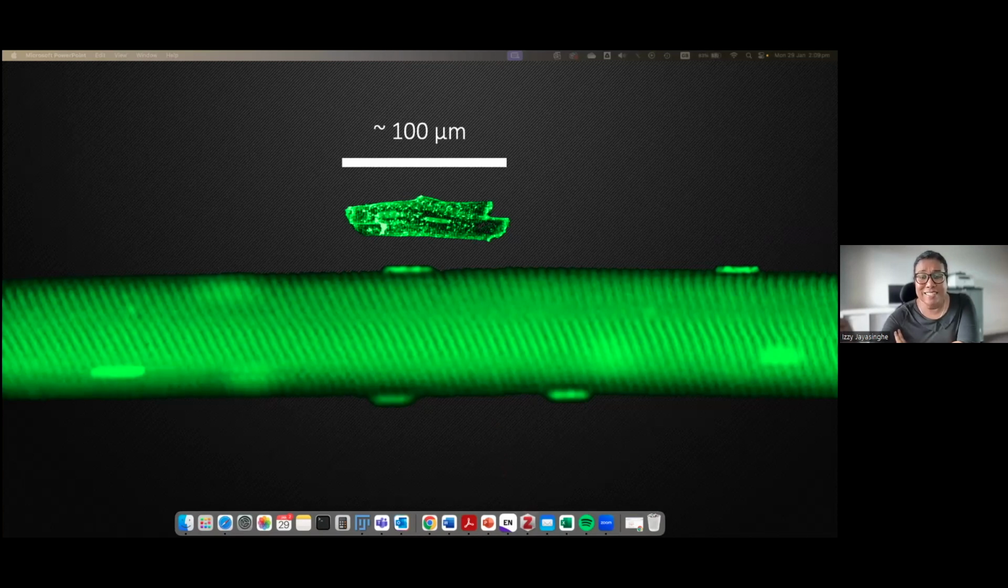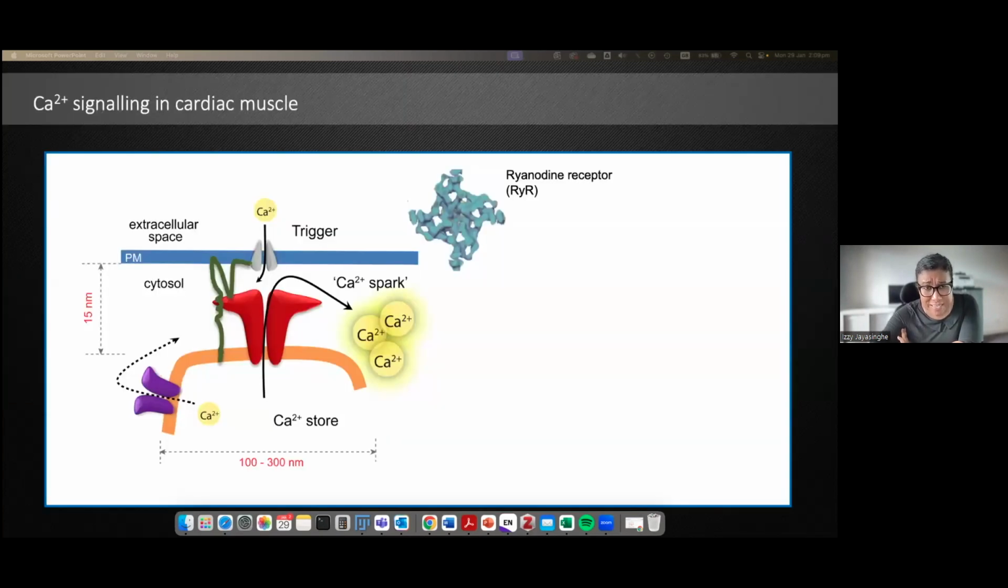So I'll outline some of the specific questions that we asked with these technologies before going into some of the new method development work that we've done more recently. So in muscle, we're interested in calcium signaling, and you can simplify these locations of calcium signaling to structures that look a bit like this.